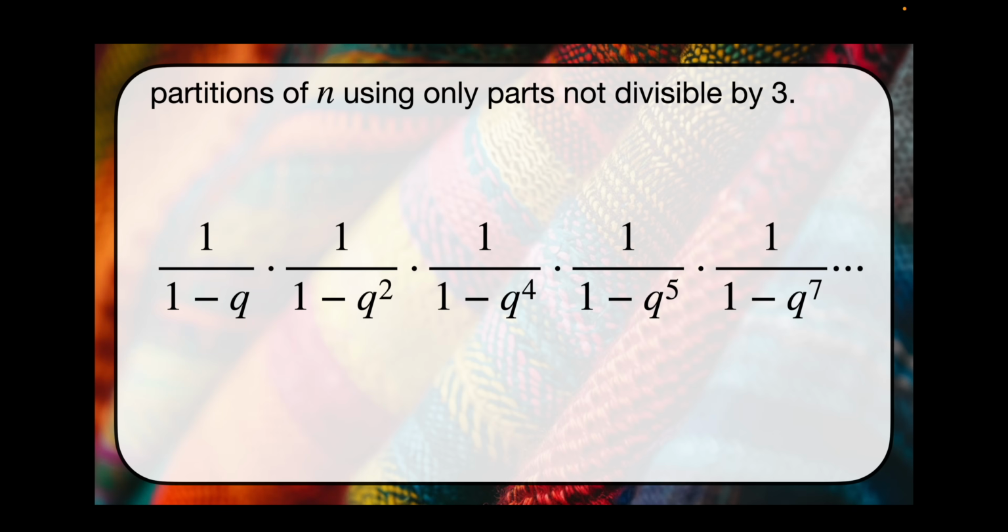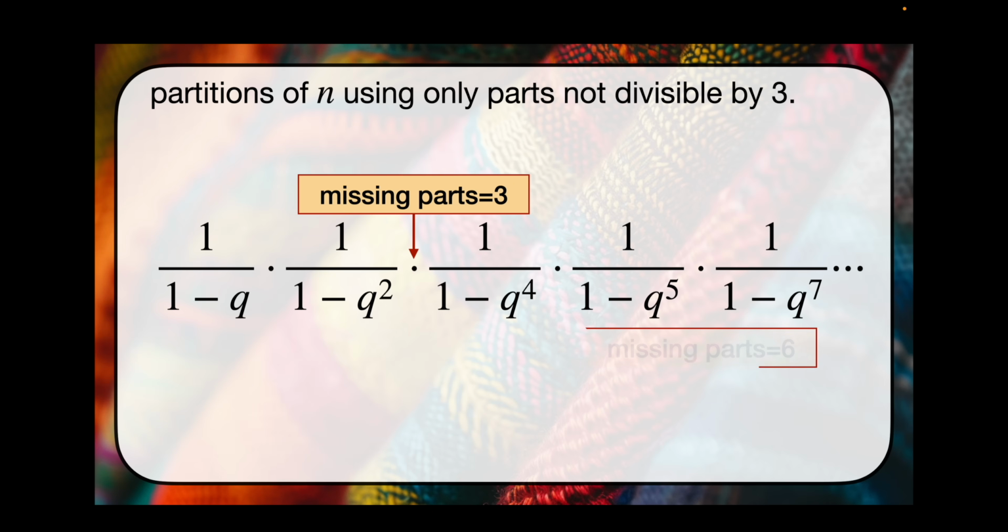And now this idea generalizes pretty easily. Let's say we wanted partitions of n using parts not divisible by 3. We would simply take our big product for unrestricted partitions and leave out the parts that are divisible by 3. Observe here, we've got this big product, but I'm missing the 1 over 1 minus q cubed term, and that's because our partitions are missing parts equal to 3. Notice that I'm also missing the 1 over 1 minus q to the 6th term, because our partitions with this restriction are missing parts equal to 6.